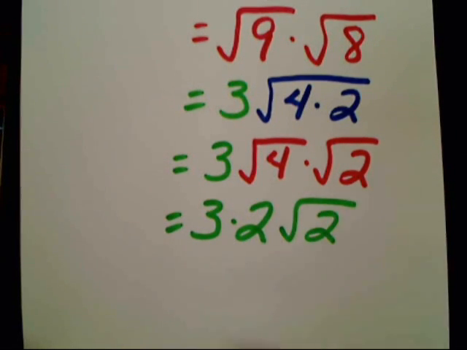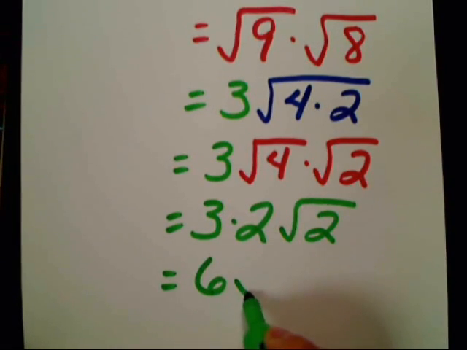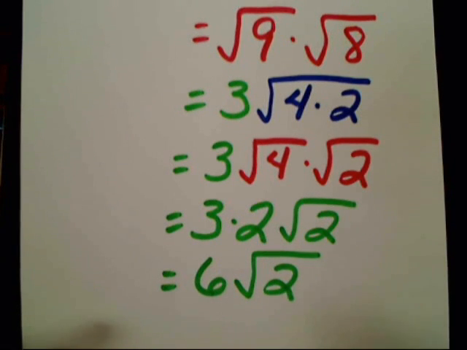3 times 2 now, both of these numbers are not underneath the radical, so we can multiply those. Remember, you are always multiplying. It's all about multiplication. So our answer here is 6 square roots of 2. So the square root of 72 is equal to 6 square roots of 2.